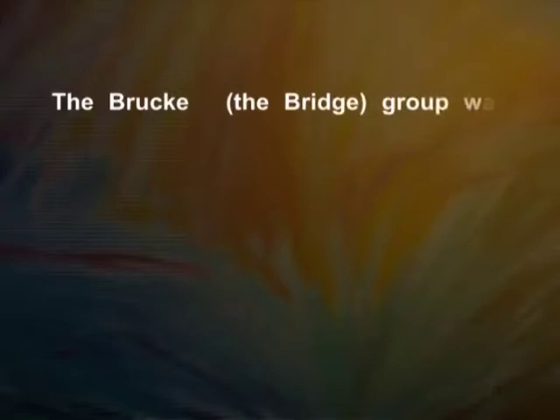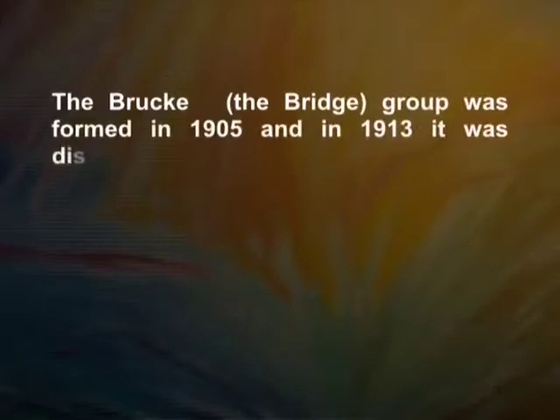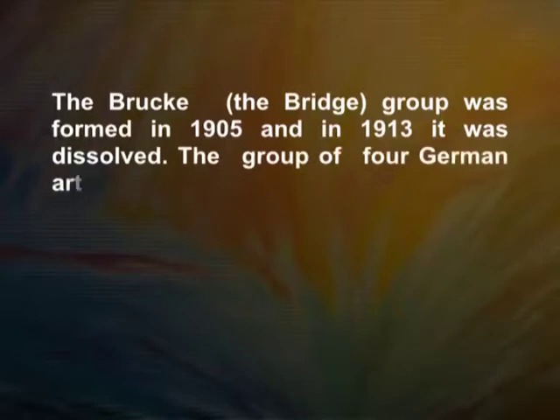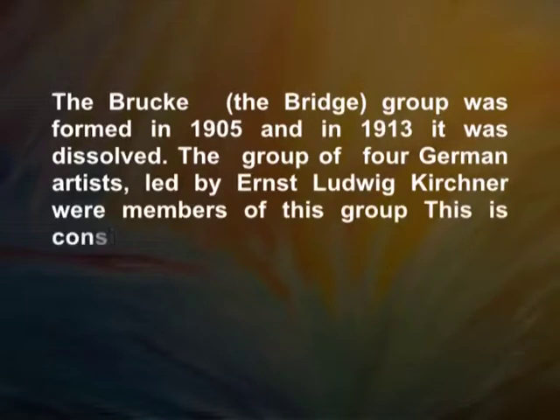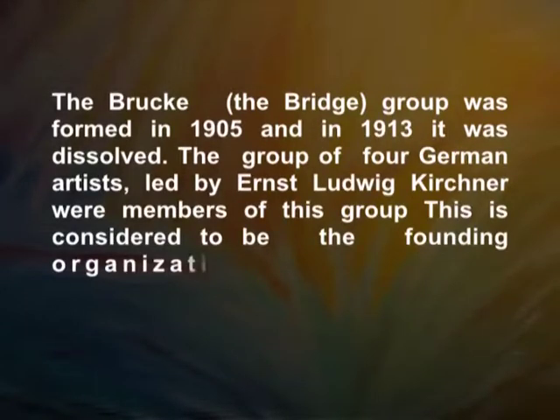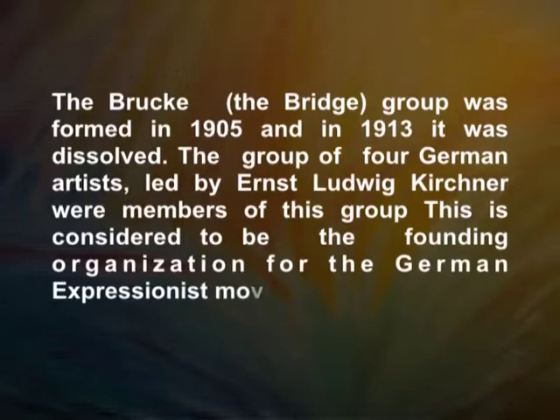The Brücke, the Bridge group, was formed in 1905 and dissolved in 1913. A group of four German artists led by Ernst Ludwig Kirchner were members of this group. This is considered to be the founding organization for the German Expressionist movement. Along with Fritz Bleyl, Karl Schmidt-Rottluff and Erich Heckel, Kirchner established Die Brücke as a youth-oriented art movement that would challenge the traditional academic styles of fine art, which by that point included Impressionism and Post-Impressionism.